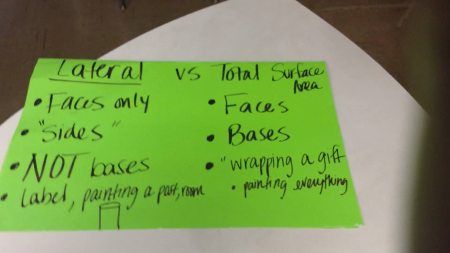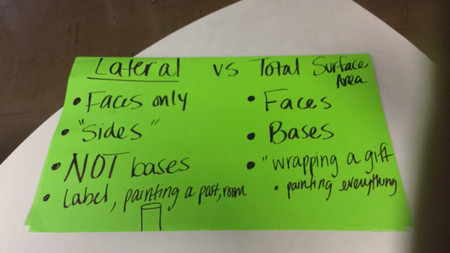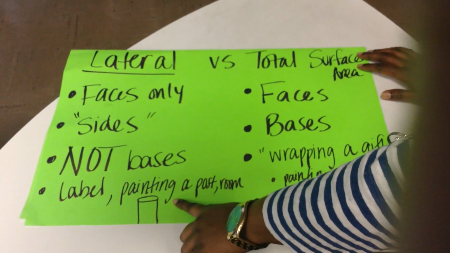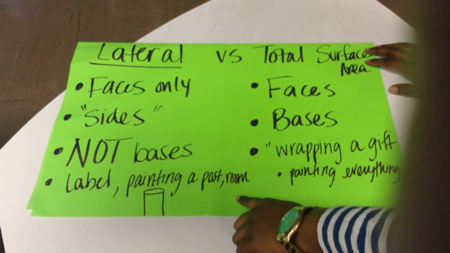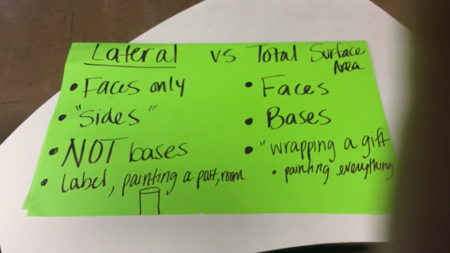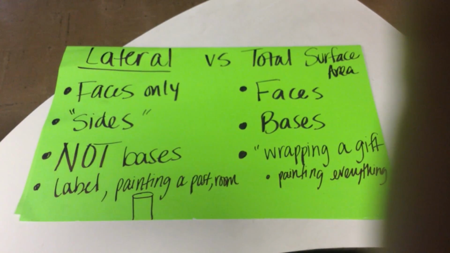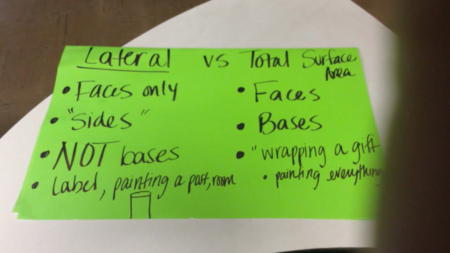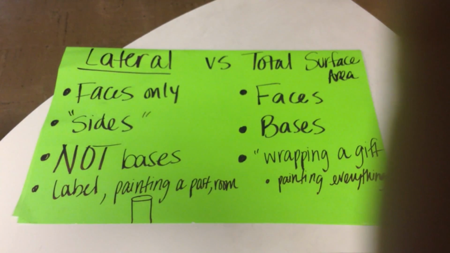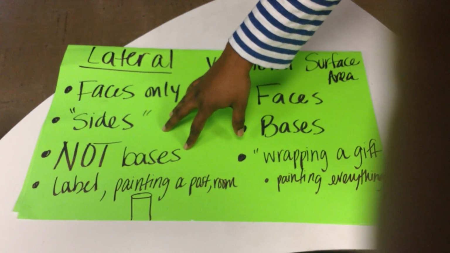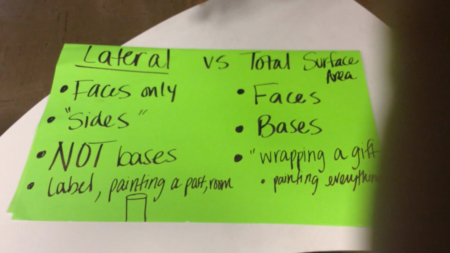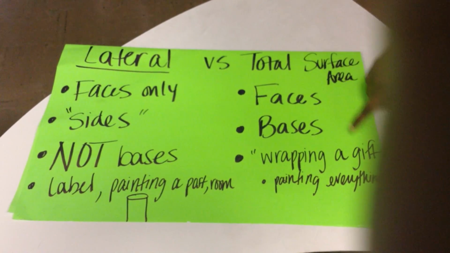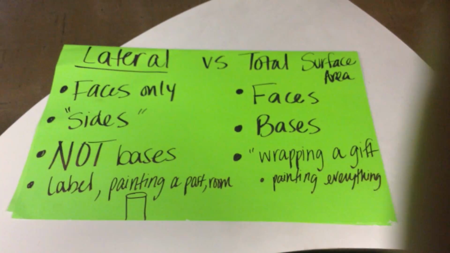Total and lateral surface area. In your test, you'll be reading a problem, and there are specific words to tell you that you're going to this section of your formula chart, which are label, paint, painting a post, painting a room, wrapping a present. All of those things are going to cover material to make. Whether we're wanting faces only and no bases, only the sides, that's going to be lateral. You're going to need to read so you know which one they're asking for. Total is going to be everything. We're not leaving anything uncovered.